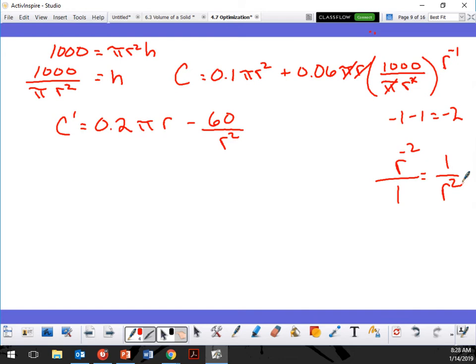So here, let me rewrite it so we see this. We said 60 over r, right? That's what was left after I canceled everything. And so I'm rewriting it now. If I rewrite that, that's 60 r to the negative 1. That's what it was right here. That's why I wrote that. Okay?